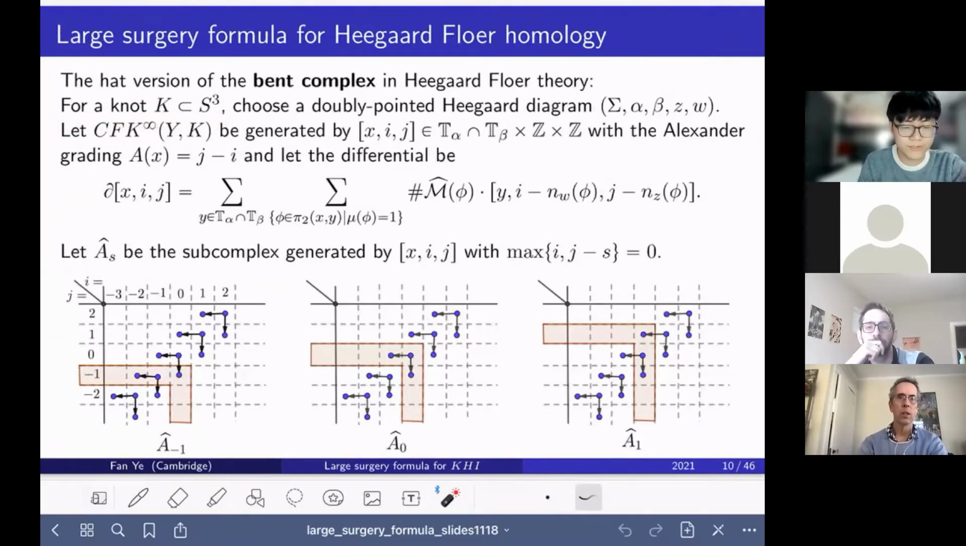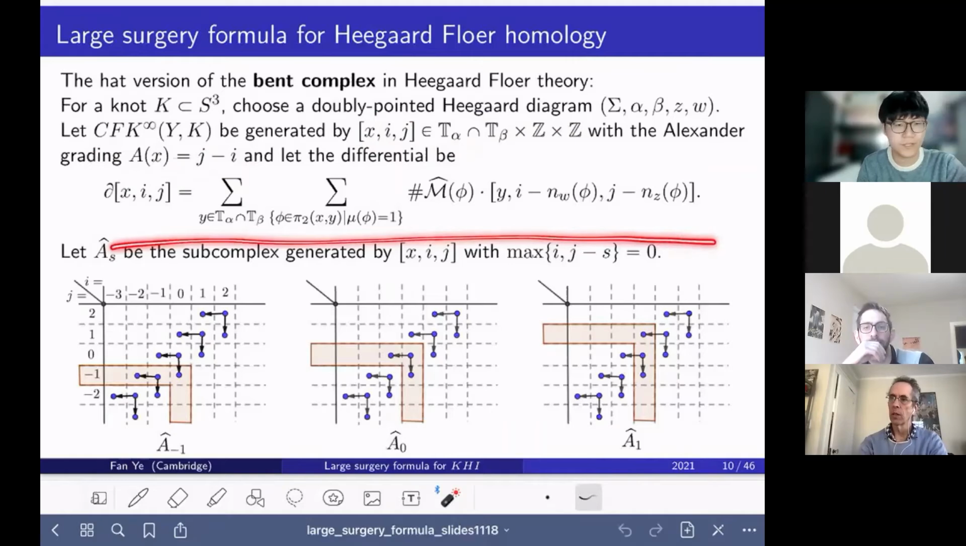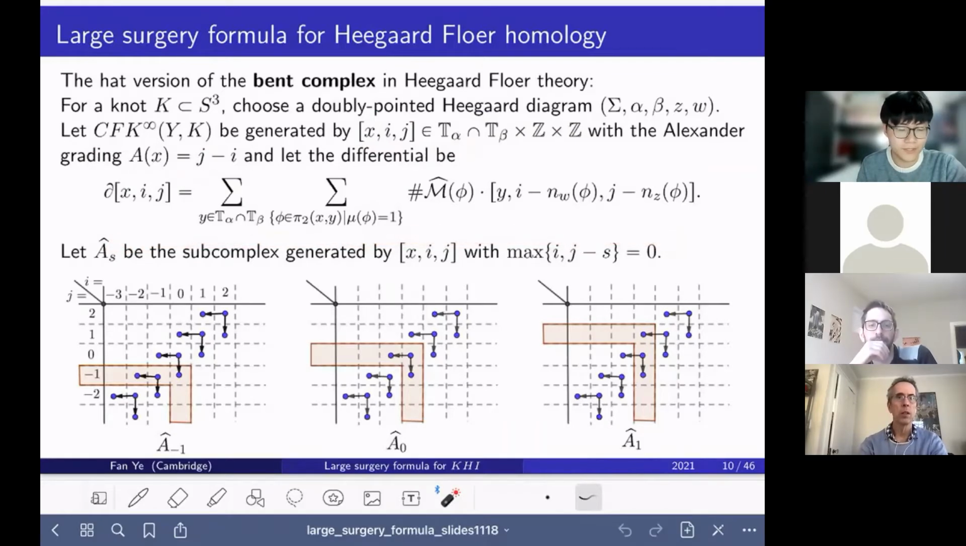Just as usual in Heegaard Floer theory, we take a doubly pointed Heegaard diagram and consider the chain complex CFK infinity, which is generated by [x, i, j], where x is the intersection number of the intersection points of T alpha and T beta, and i, j are two integers satisfying this condition, and A(x) is the Alexander grading. So the differential looks like this, just obtained by counting holomorphic disks.